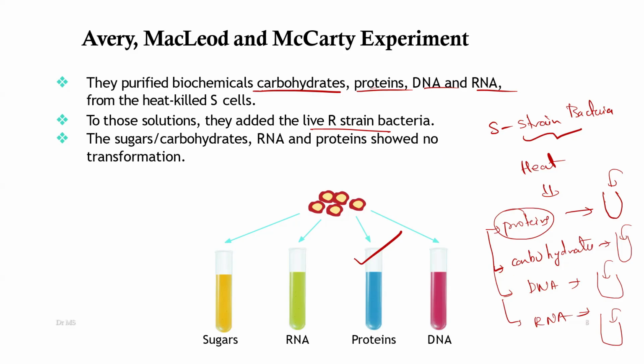So see here, if my genetic material is the proteins, then I'll be seeing the transformation of the R strain to S strain in the blue test tube. If my genetic information, the transforming principle, is RNA, then I'll be seeing the R strain conversion to S strain in the green test tube. If it is sugar, then I'll see it here. But if it is the DNA, then I'll be seeing it in this one. Understood? What I'm trying to say here: for now, you just remember the DNA is the transforming principle.